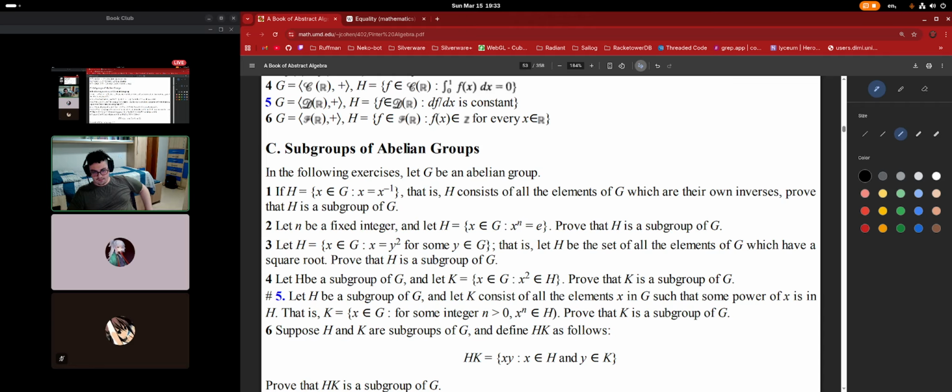Wait, what you said at the end, I didn't get it. If you multiply the thing by itself enough, I don't get that. What do you mean exactly by multiplying by itself enough times? Like, let's say that n happens to be equal to 1, right? Sure. So you're saying that x to the n equals e.